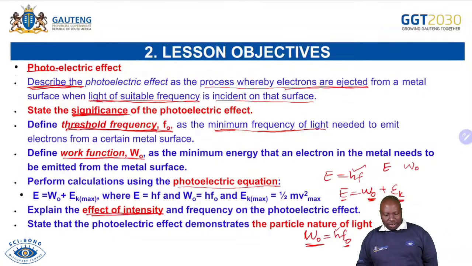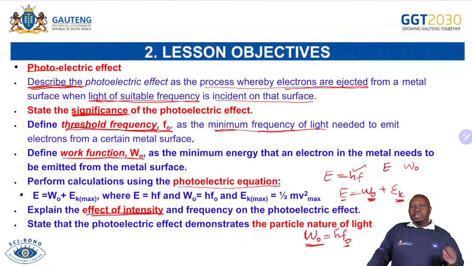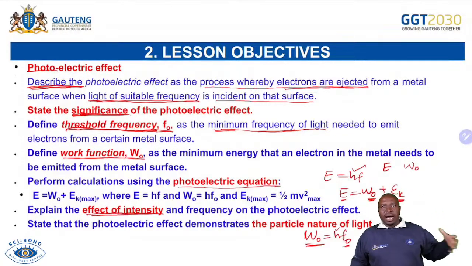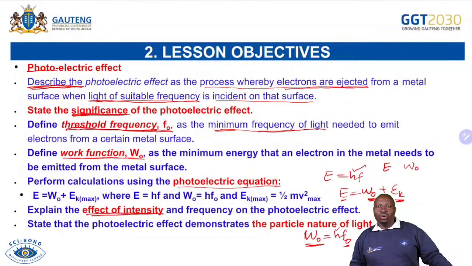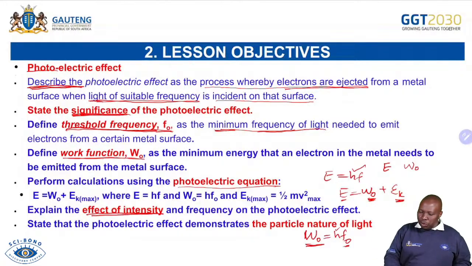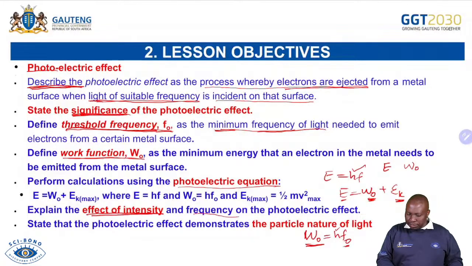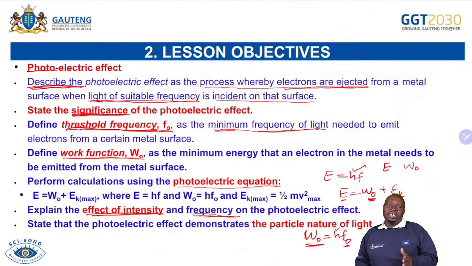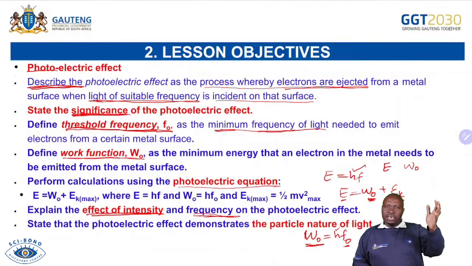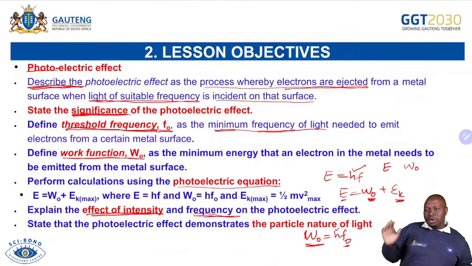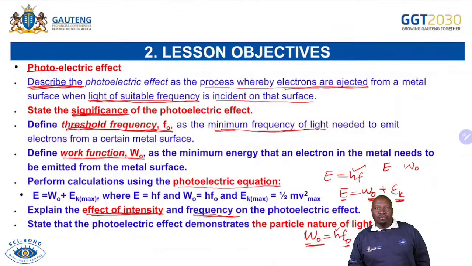Then we're going to look at the effect of intensity. When we talk about intensity, we're talking about the brightness of light. How bright or how dim is the light? What happens when the light is brighter, or when the light is dimmer? How many electrons will be ejected, and what is the effect of that intensity? As well, we'll be looking at the effect of frequency on the photoelectric effect, to say, as we increase frequency, what happens to the electrons that are being ejected.